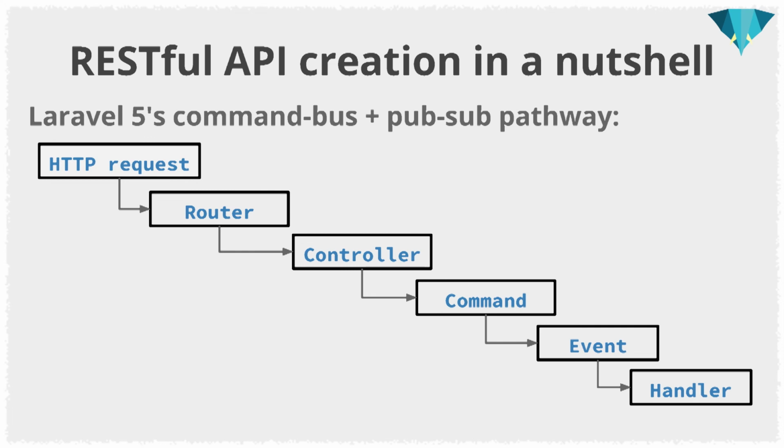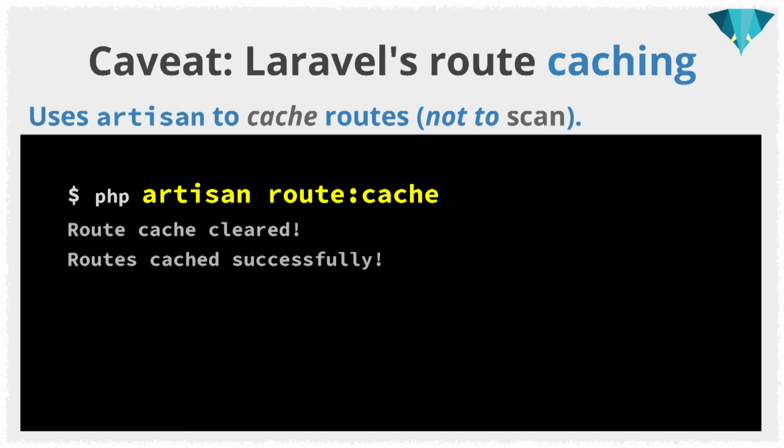There's one caveat here, though. Laravel has a caching mechanism where it caches its routes to make them faster. This method is executed like this: PHP artisan route cache. And Laravel will tell you that it cleared the cache, first of all, and then secondly, that it cached them. So if I scan all of my controllers and all of my events, and I produce my routes.scan file, I need to do that before I cache my routes.